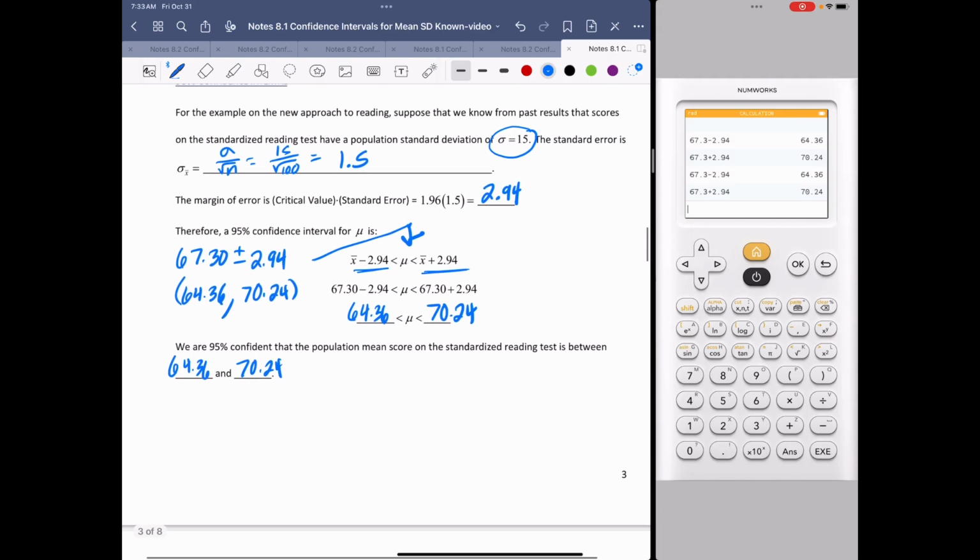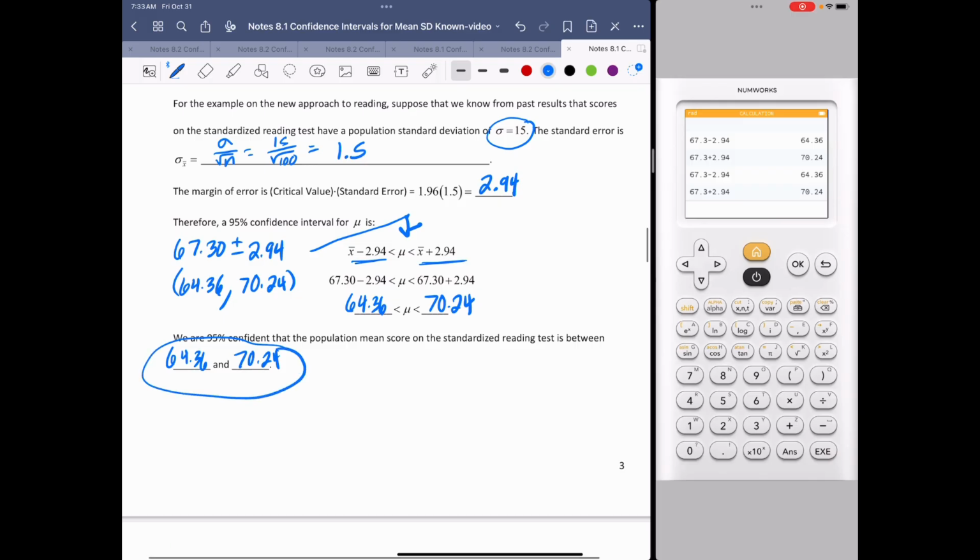So this is what I think is going to happen next year. I think they're going to score, mu is going to be between these two numbers. That's what I think. And for example, if mu is 65, my confidence level is good because 65 is in that interval. If mu is 80, my confidence interval did not work. It did not contain mu. If mu is 50, my confidence interval did not work. It did not contain mu. And we'll get into that more later too.